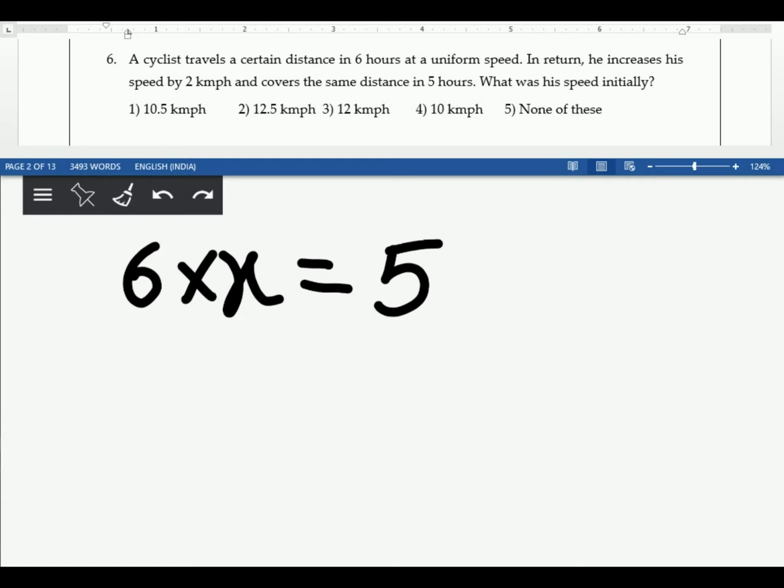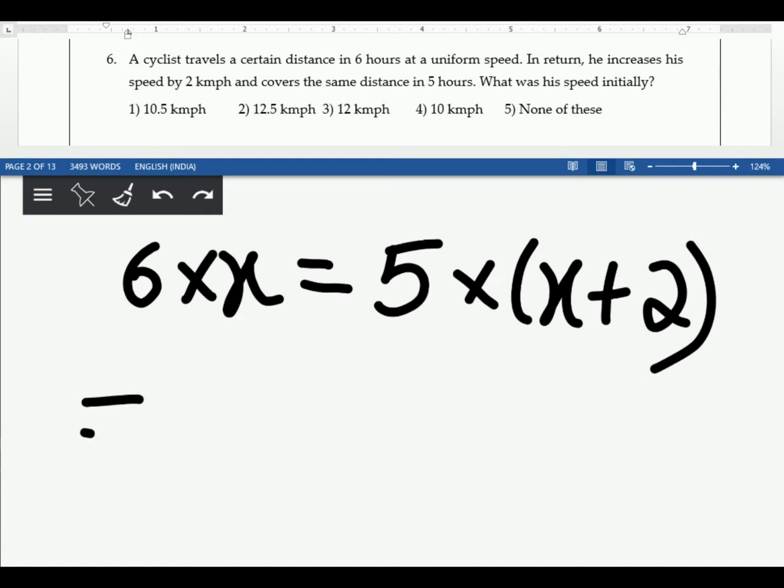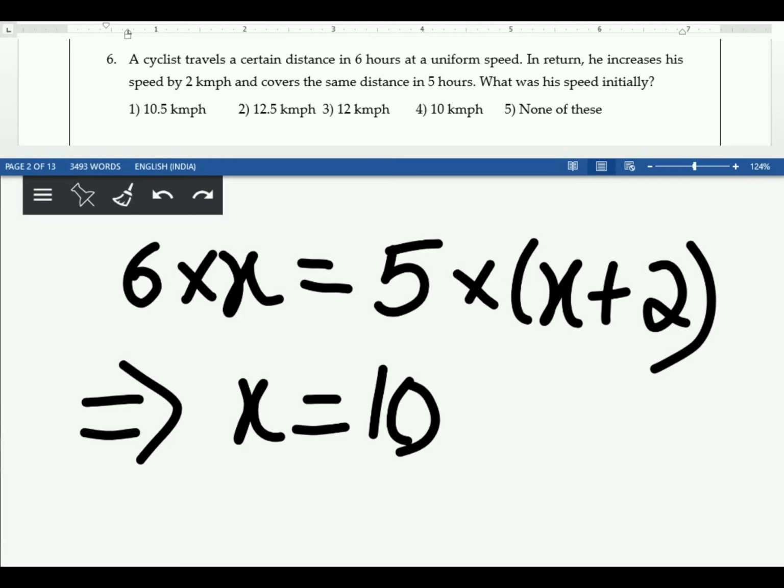Here the distance is the same. That means speed in S1 T1 is equal to S2 T2, into x plus 2. By calculating this, the x value is equal to 10. Therefore, the initial speed is 10 kilometers per hour. Option number 4.